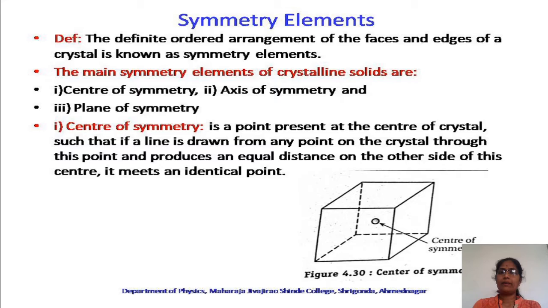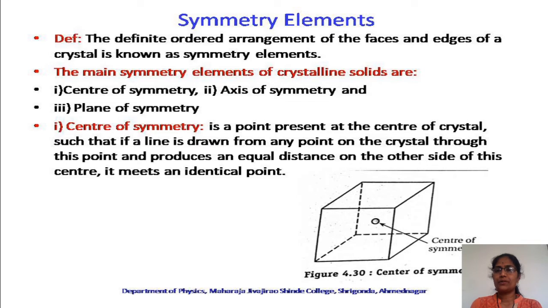Now symmetry elements. Let's define symmetry elements. The definite ordered arrangement of faces and edges of a crystal is known as symmetry elements. The main symmetry elements in crystalline solids are named as center of symmetry, axis of symmetry, and planes of symmetry. Let's consider center of symmetry first.